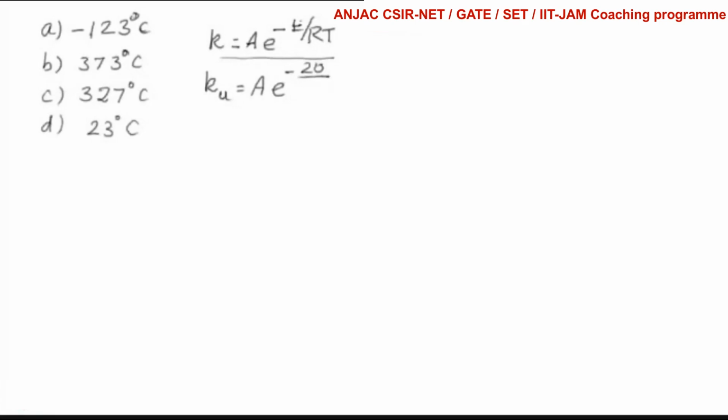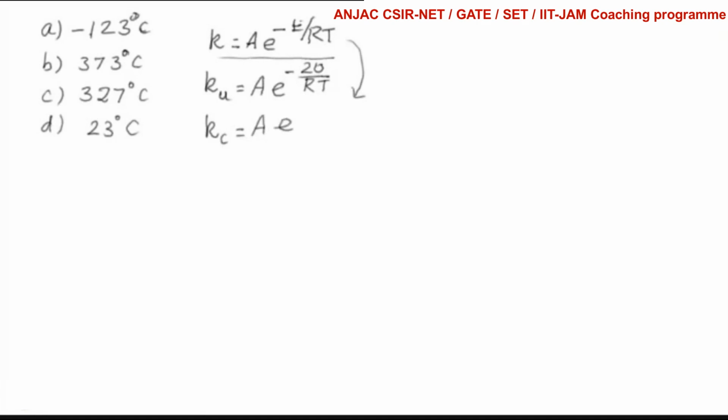Or temperature, and they ask: at what temperature will the uncatalyzed reaction have the same rate as that of the catalyzed reaction at 27? Therefore, the temperature we have to calculate, we put it as T. Then you should apply the same equation for a catalyzed one. Let us assume for the catalyst, Kc is equal to the collision frequency into e power.